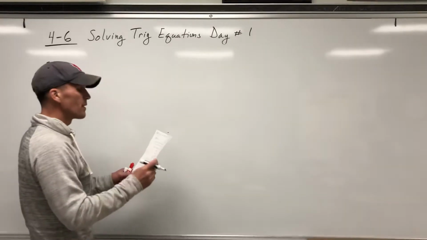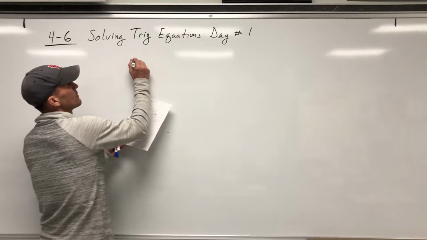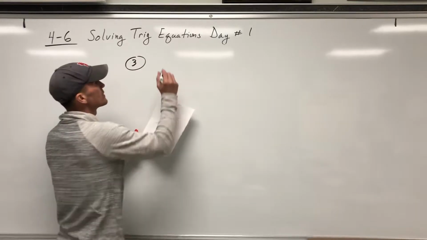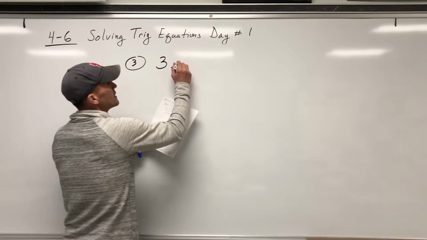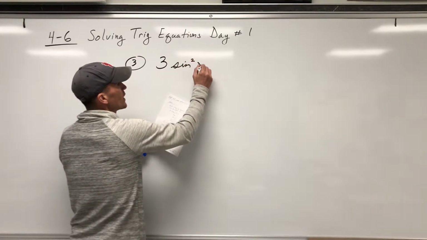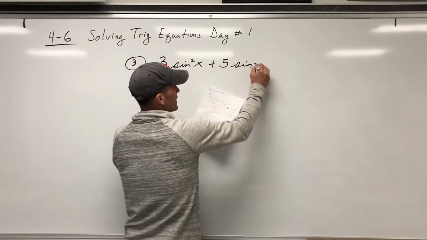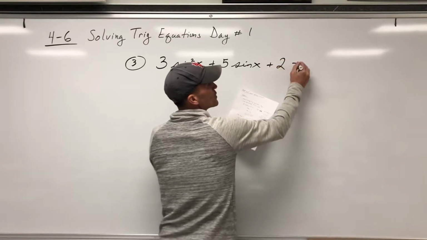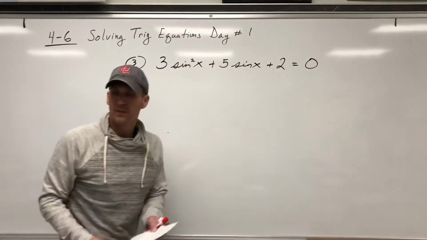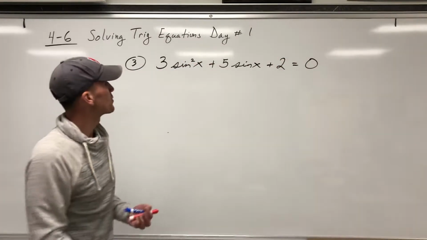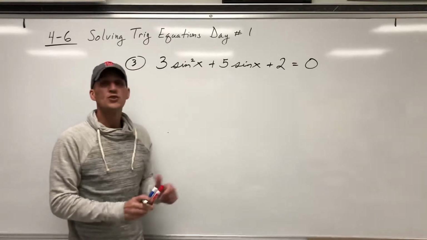And here is number 3. Now 3 is going to be a little bit tricky for you guys because we're going to see new notation. It's 3 times sine squared of x plus 5 sine of x plus 2 equals 0. So whenever we look at this problem, you guys, this is a new notation.